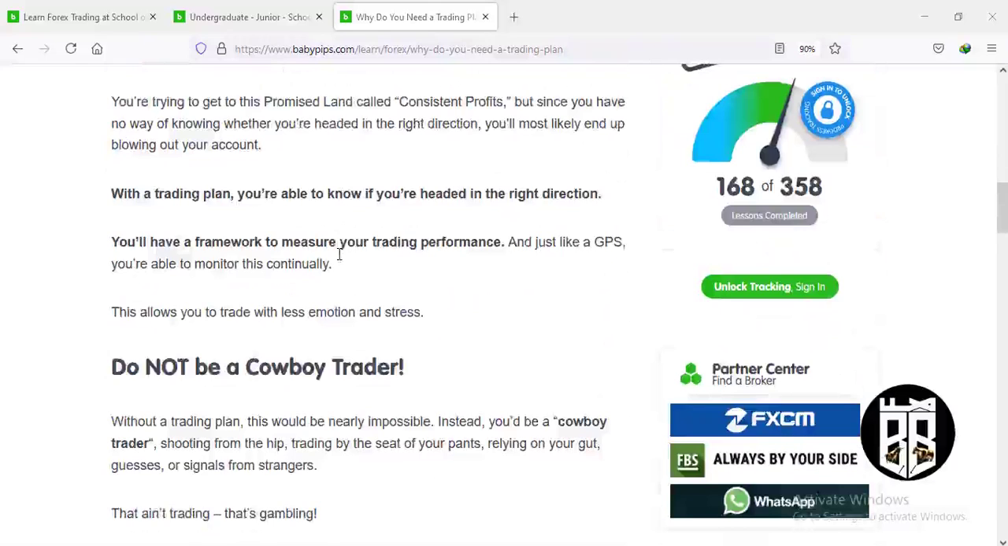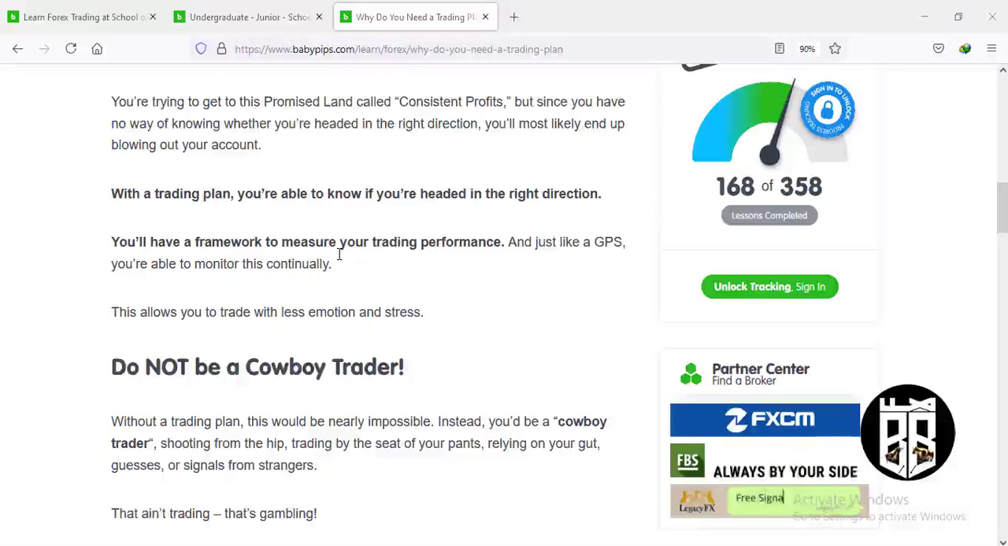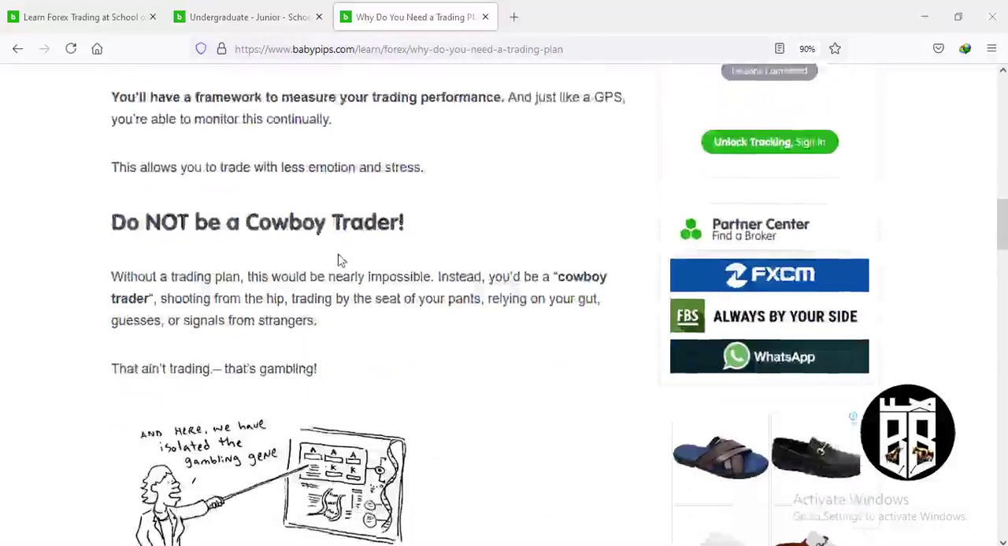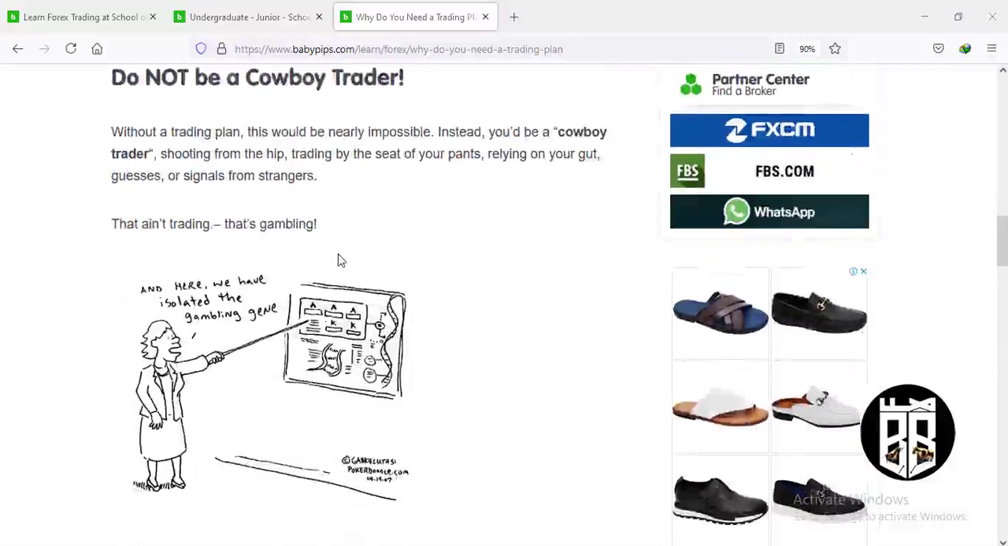So with a trading plan, you are able to know if you are headed in the right direction. You will have a framework to measure your trading performance, and just like GPS, you will be able to monitor this continually. Do not be a cowboy trader. Who is a cowboy trader? A cowboy trader, they are those traders that are like, okay, I'm going to shoot my shot from here.